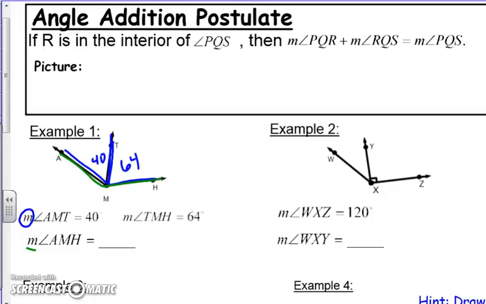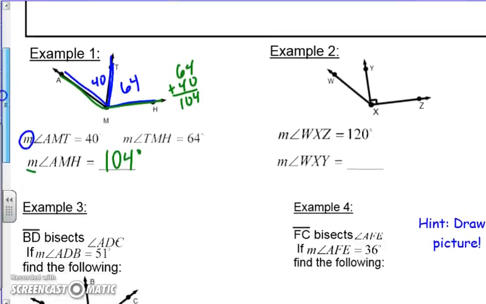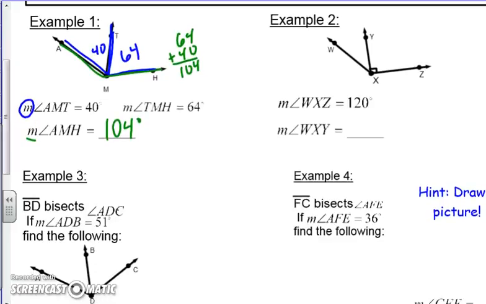What would you do? Add them together. We are going to add the two angles. So what's 64 plus 40? Good. So this would be 104 degrees. Okay, I want you to try example 2 right here.